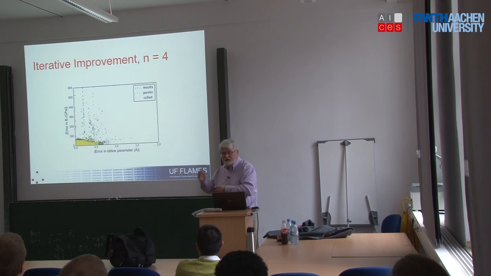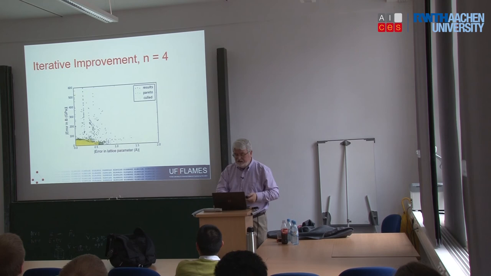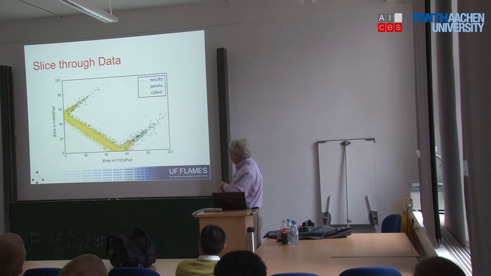Now, you can't see much here, but now if I slice through that data, just in those two, instead of projecting down, I just take a slice, then we see here's the error in the shear constant, here is the error in C12, and actually this is the Pareto front. They're actually linearly related to each other. So we can get, say, 20-25 GPa error. But we could choose one of the potentials along here, for example.